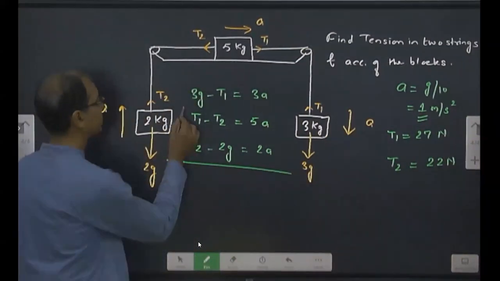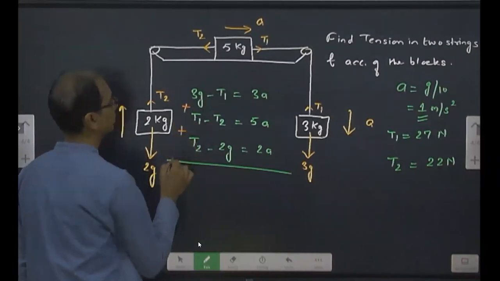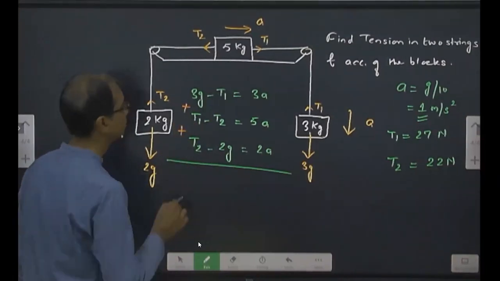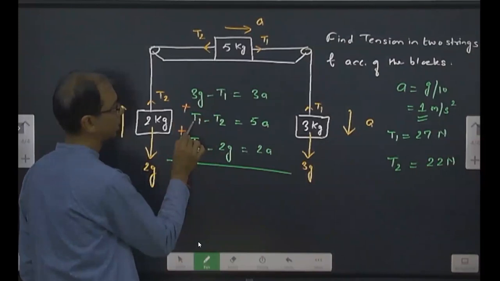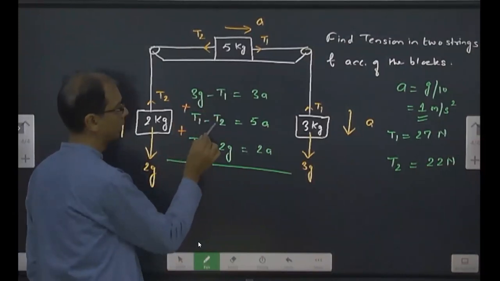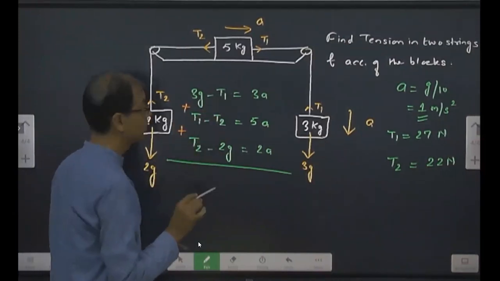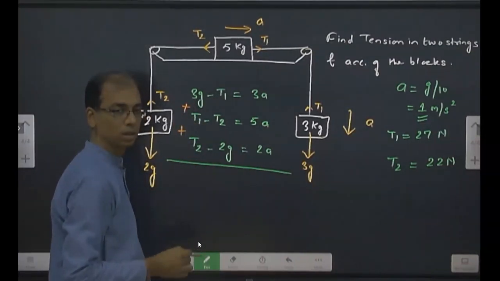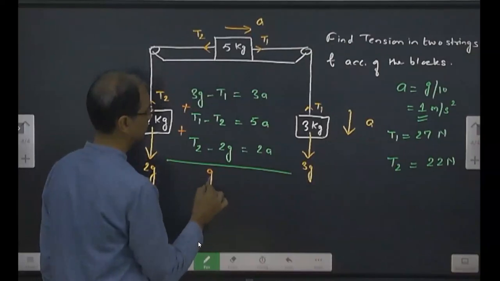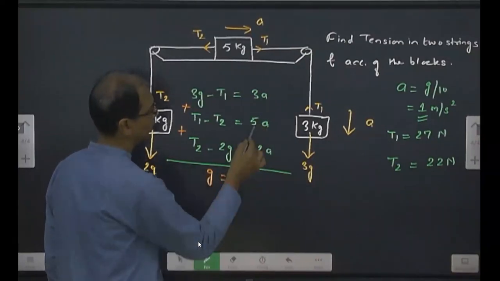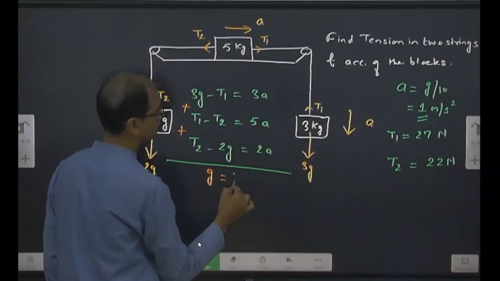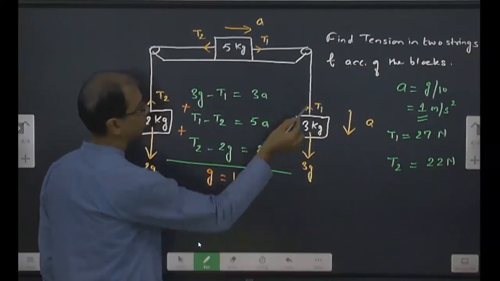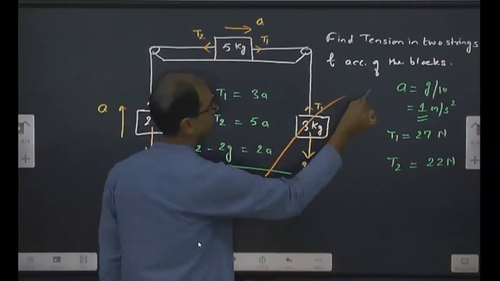First, add these three equations. When you add them, you can see minus T1 and plus T1 gone. Minus T2 and plus T2 gone. What is remaining? 3G minus 2G. So 3G minus 2G is what? G. Equal to the addition of this: 5 plus 3, 8, 8 plus 2, 10. So A equal to G by 10. I have written that.